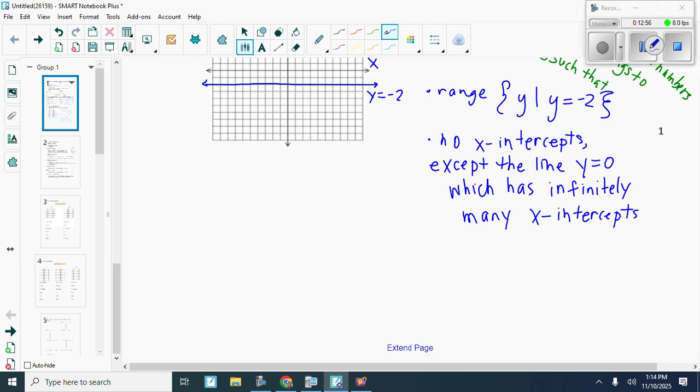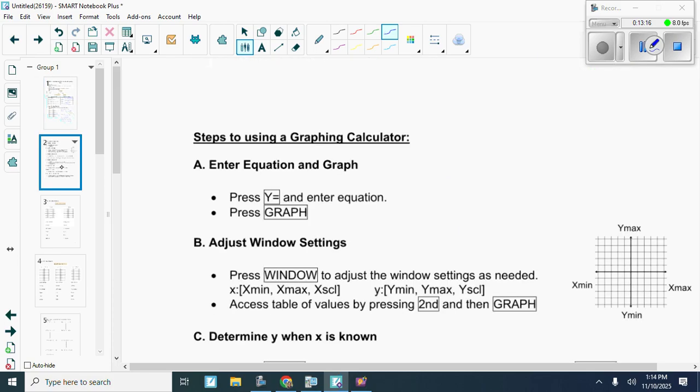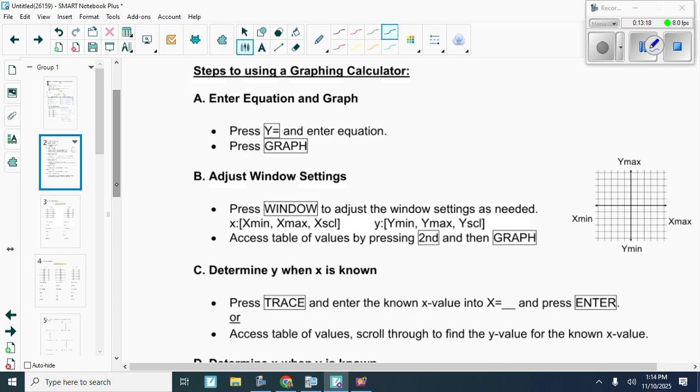Okay, page 2, maybe bookmark it or put a little sticky on it because you'll be coming back to page 2. This is your reminder of how to use your calculator for all questions in this whole unit. I will probably be jumping back to page 2 when we start a new concept just to make sure that we understand things. So let's review the steps to using your graphing calculator.